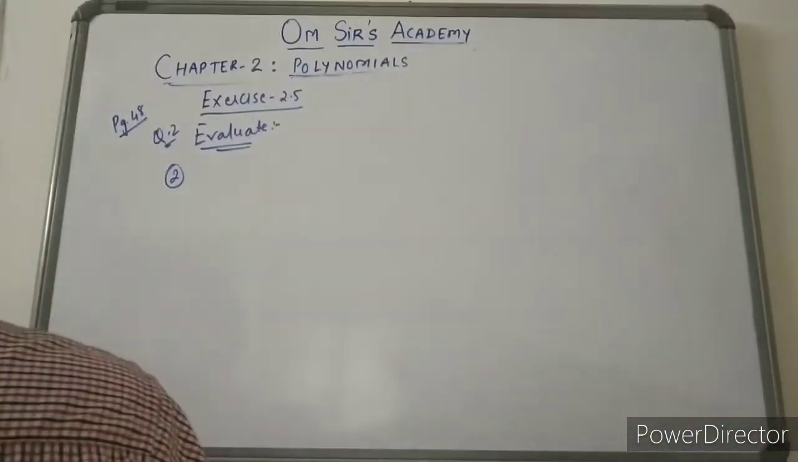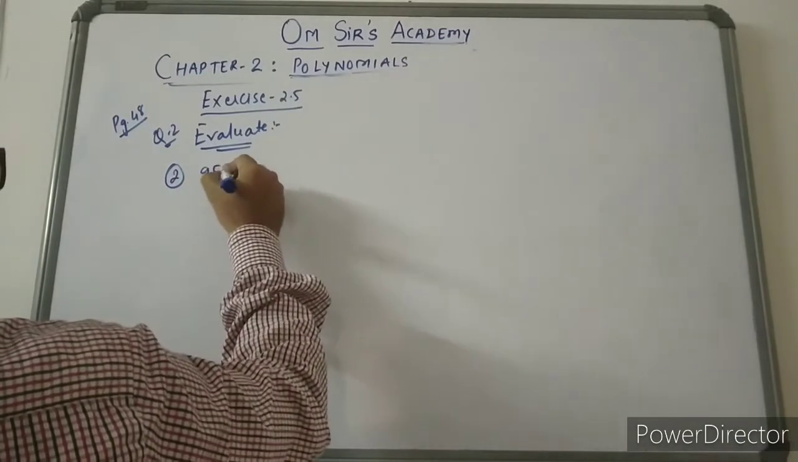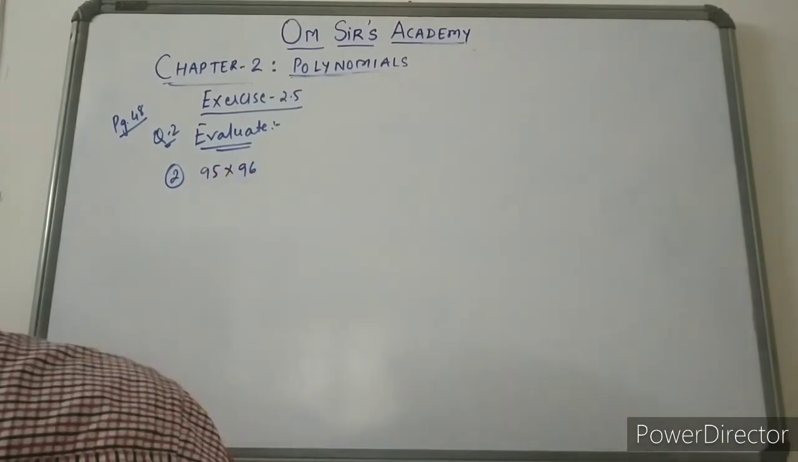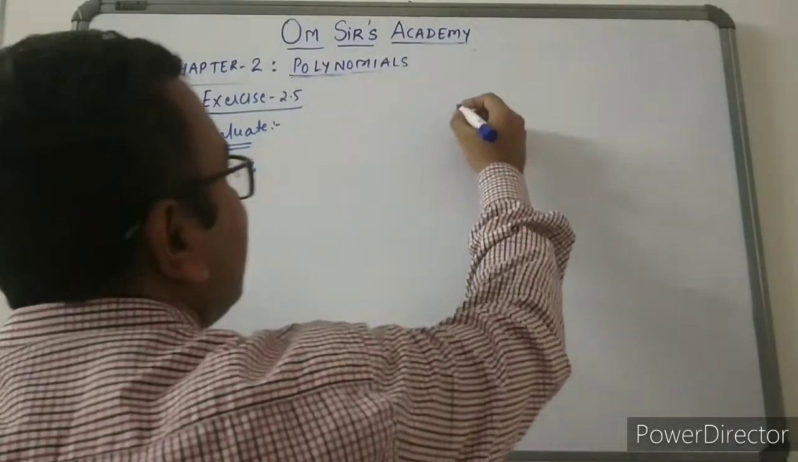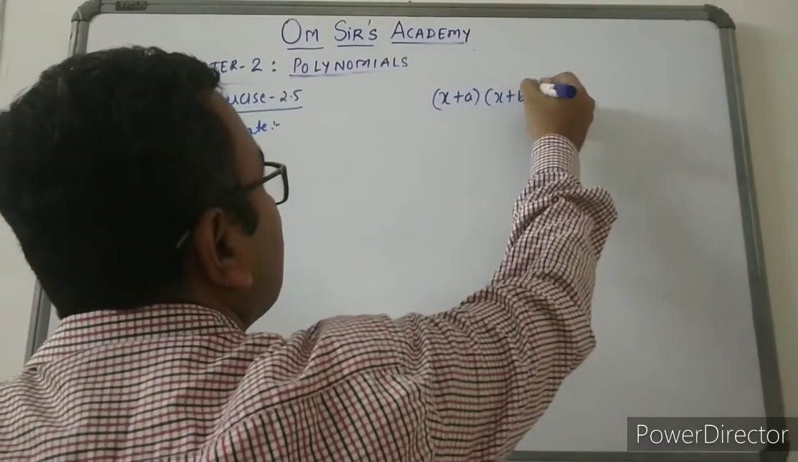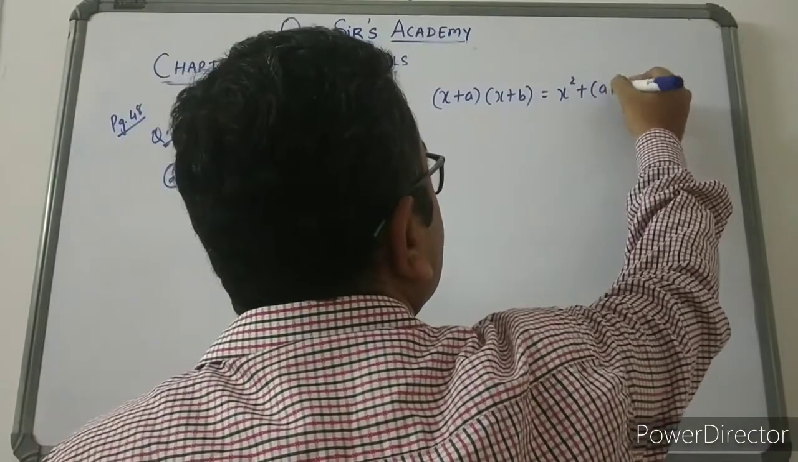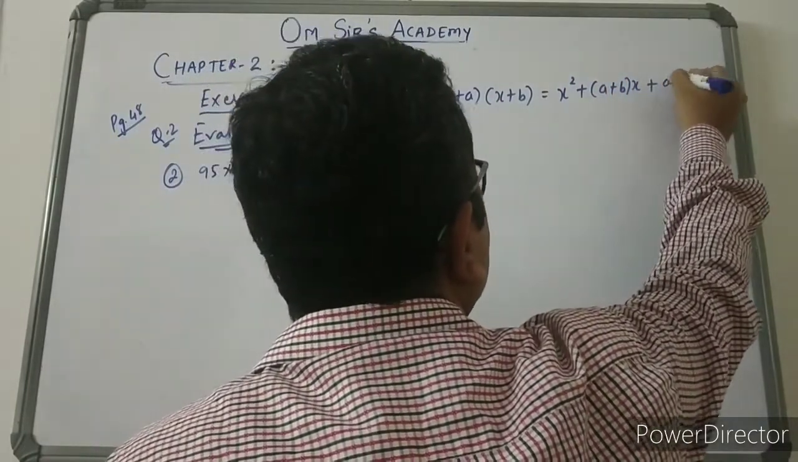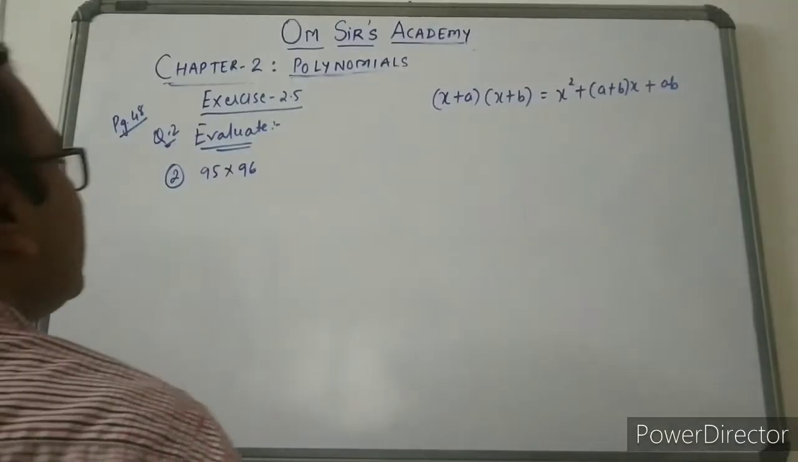Question second, the sum of question second, that is 95 into 96. Now see friends, this also can be evaluated by the same identity, that is (x plus a) into (x plus b). The (x plus a) into (x plus b) is what? x square plus (a plus b) into x plus ab. But there are two ways in which we can solve this sum.